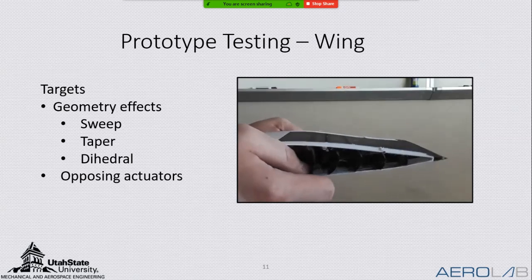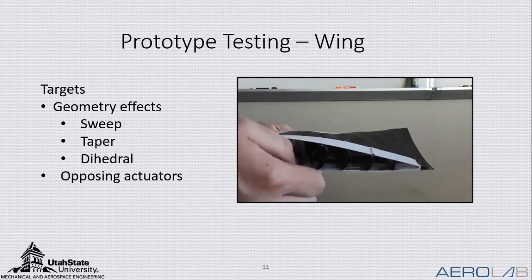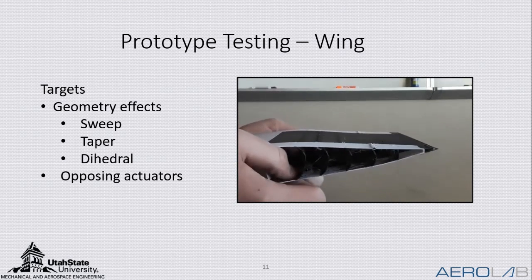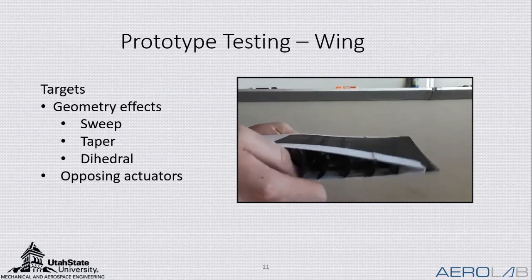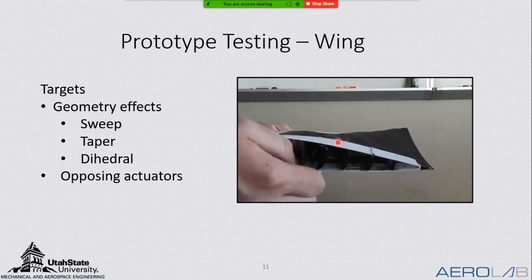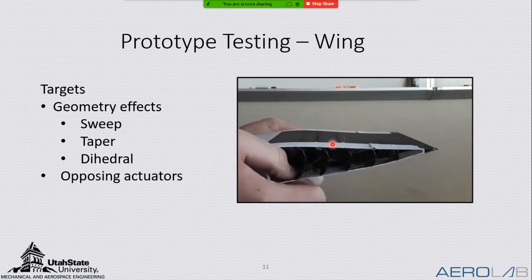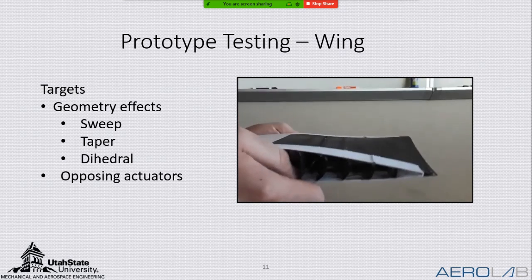If it successfully passed the airfoil test, we'd move on to the wing test, where this is where we would test things like geometry effects like sweep, taper, dihedral. We were also looking at how, for the ARCS design, 2 opposing actuators would interact. So for example, a problem we encountered here was some buckling. You can see some buckling on that surface. And so that was a problem that had to be mitigated that we ended up figuring out later on.